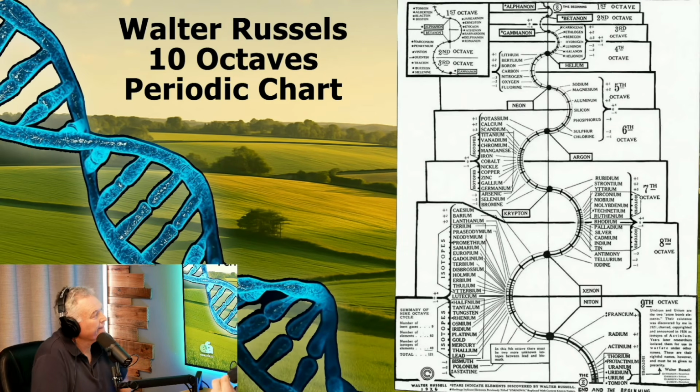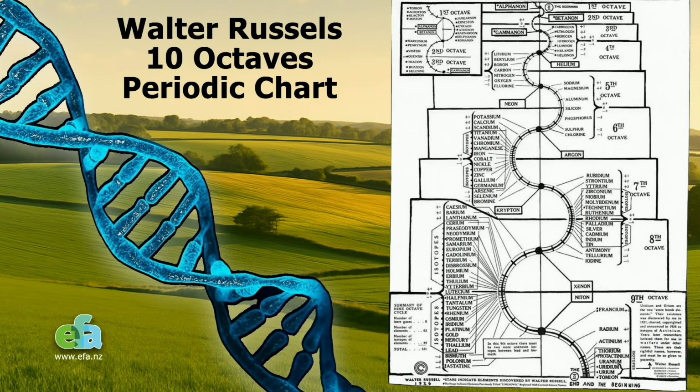Let's not forget, for the audio listener, we've moved on from the periodic table to what we see on the left-hand side of the screen, which is a strand of DNA, because it's going to relate back to that. That's not there by accident. On the right-hand side, we have Walter Russell's periodic chart. What's the 10 octaves thing about?